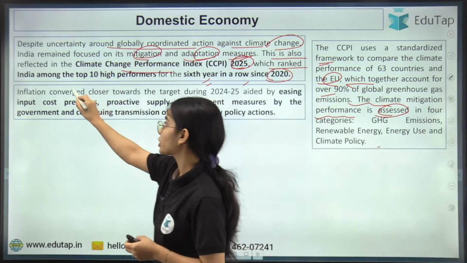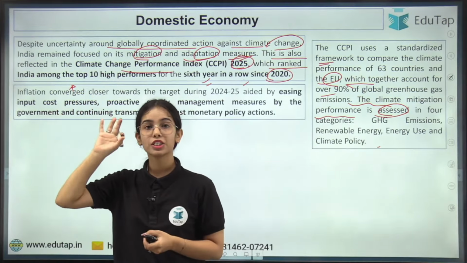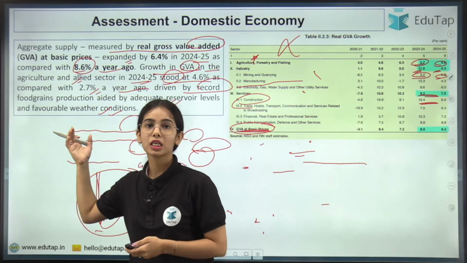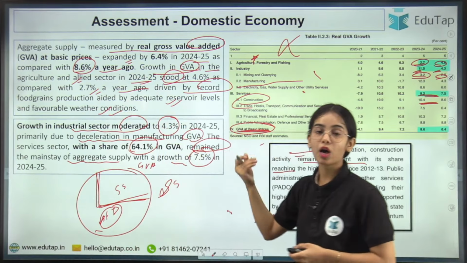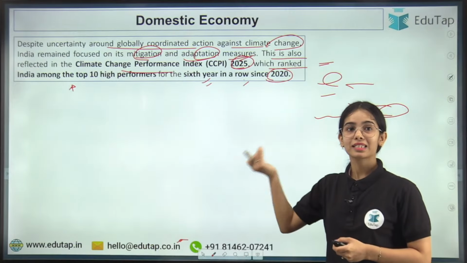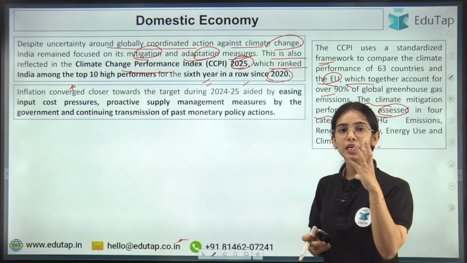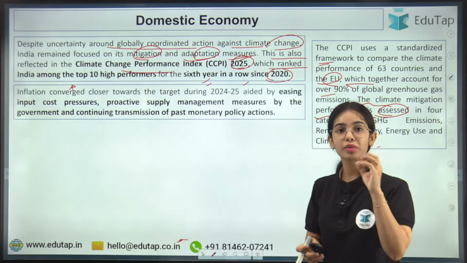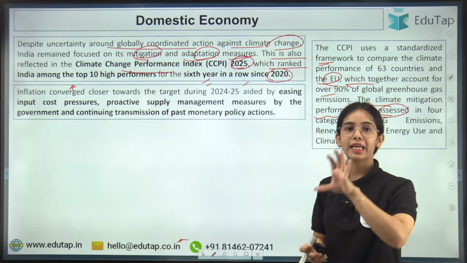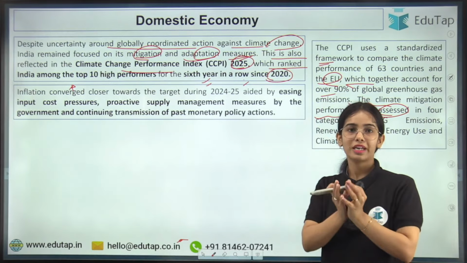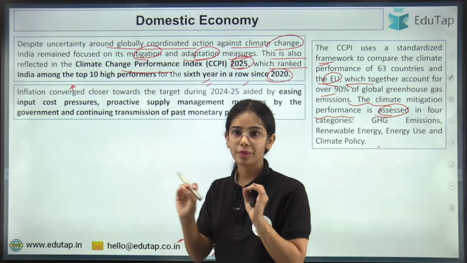Now coming to the inflation part. So we have seen the GDP data for the Indian economy, we have seen the GVA data for the Indian economy. Now coming to the next part, that is the inflation data for the Indian economy. If you have seen the monetary policy statements for the past year, you must have realized that the inflation in our country has decreased, and it has come to the level that the RBI wants.